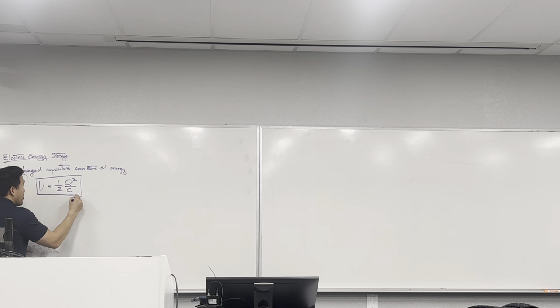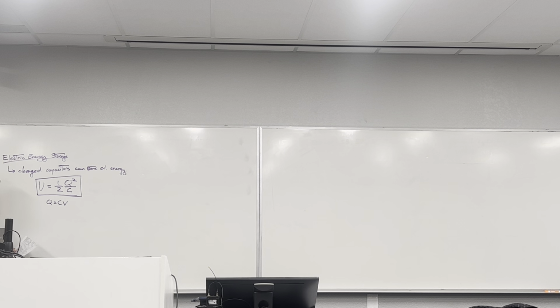But an alternate way you might see this equation is simply when we utilize Q is equal to CV. When we substitute for Q squared, what do we get? We're going to get U is equal to 1/2, Q we replace with CV, it's C times V quantity squared over C.